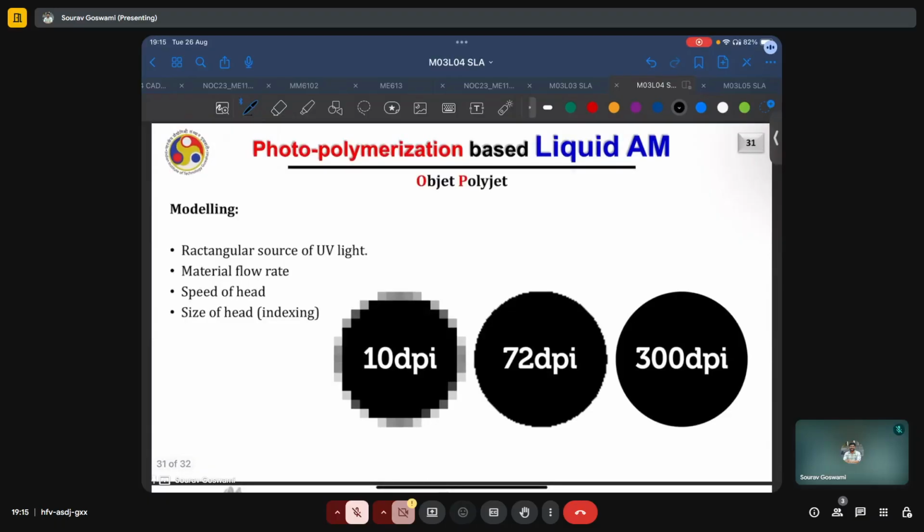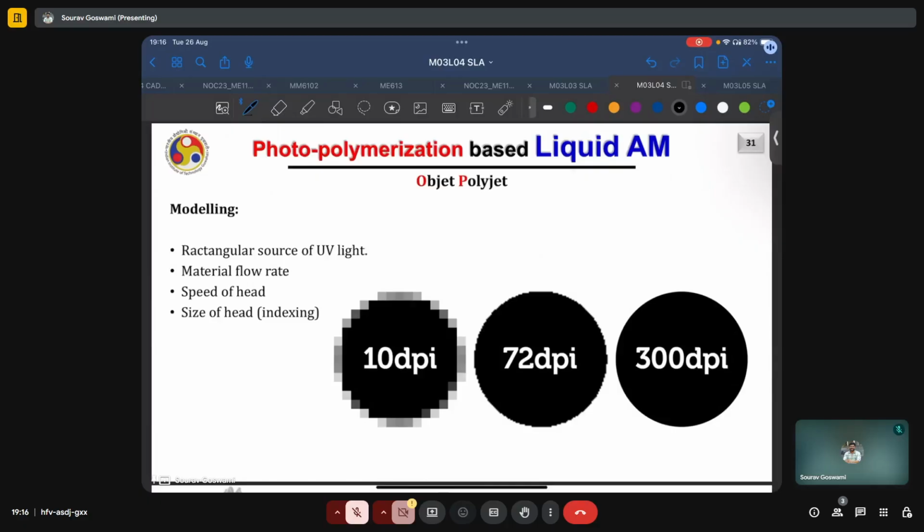And just like inkjet printing, since it is analogous to it, the concept of dots per inch, or resolution in terms of DPI, also carries over, where because of the rectangular source of UV light, the resolution can vary. It also depends on the material flow rate, the speed of the head, the size of the head, and other factors.